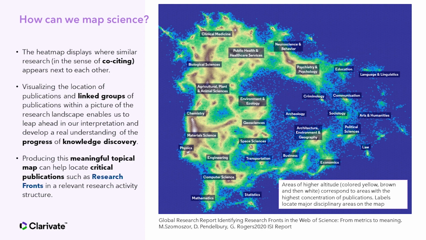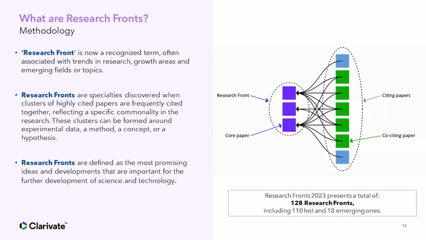So what are research fronts? The method is relatively easy. We form research fronts when clusters of highly cited papers are frequently cited together, and that reflects a specific similarity or commonality in that research. Sometimes it might be related to experimental data, a method, a concept, or a hypothesis. So when we talk about a research front, think of it as a cluster of highly cited papers frequently cited together.